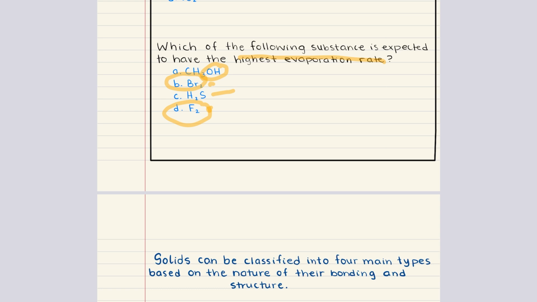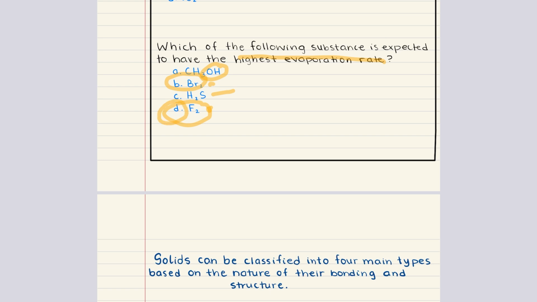So we have a tie here in terms of just a general assignment of intermolecular forces. Both bromine and fluorine have very weak London dispersion forces, but which one is weaker? Because the weaker dispersion force is going to result in the highest evaporation rate. To determine that, we need to compare their sizes. A smaller nonpolar molecule will have weaker dispersion forces than a larger nonpolar molecule. And here, fluorine is going to be smaller than bromine. So fluorine has the highest evaporation rate, and the correct answer is D.